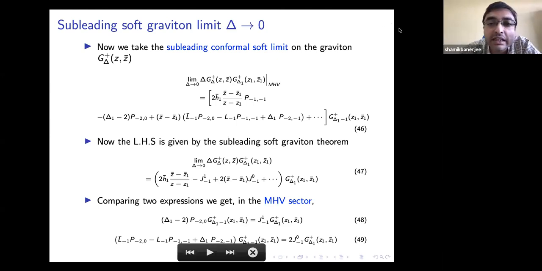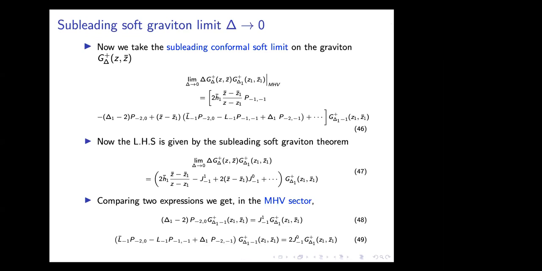So this is the leading OPE, in the sense that this is 1 over z minus z1, and then you have all these subleading terms. Okay, fine.